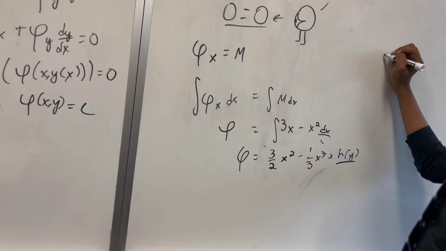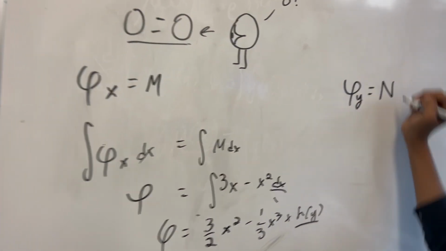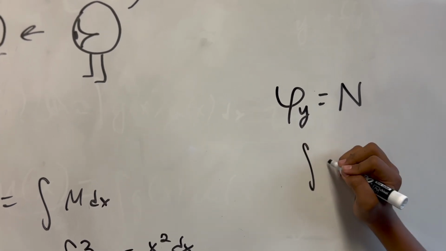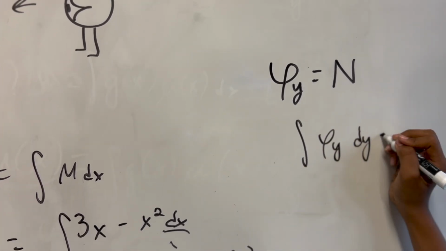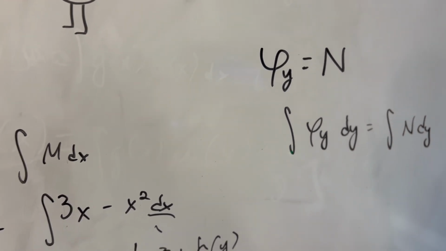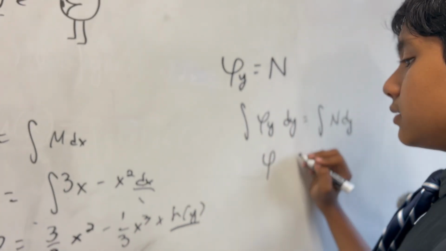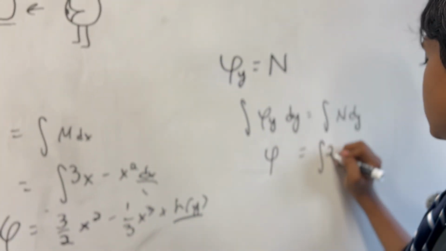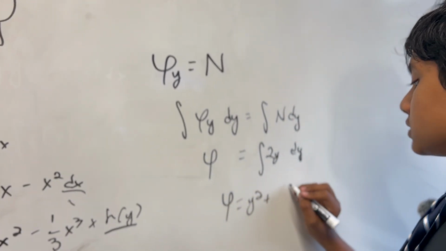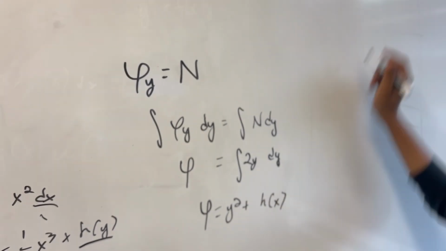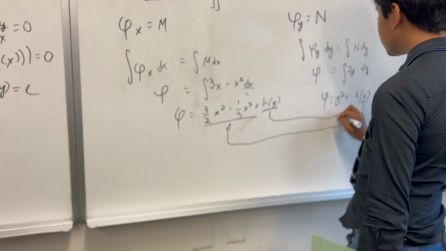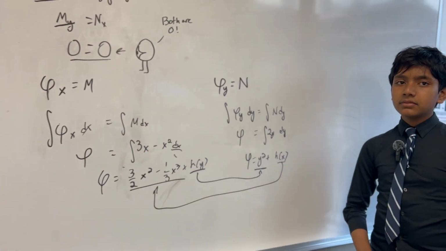So to figure that out, we now have to consider the other formula, phi sub y is equal to N. So then we do this the same way to get the original phi back. But then aren't we just going in circles? Well, no. You'll see what I mean in a moment. Once we integrate, this is just 2y, we get y^2 plus h of x. And here's where the realization hits you. h of x is just this, and h of y is just this. We find them just like that.